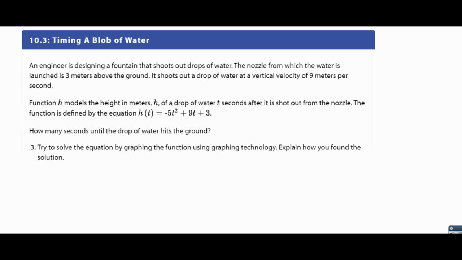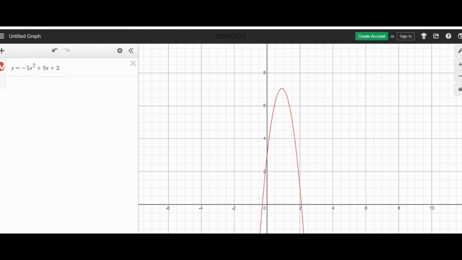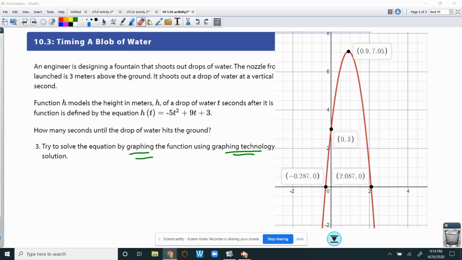Problem 3 is asking us to try to solve by graphing the function using graphing technology. So I'm going to show you Desmos. Let's go to Desmos. I've already plugged it in. So now we have our graph.